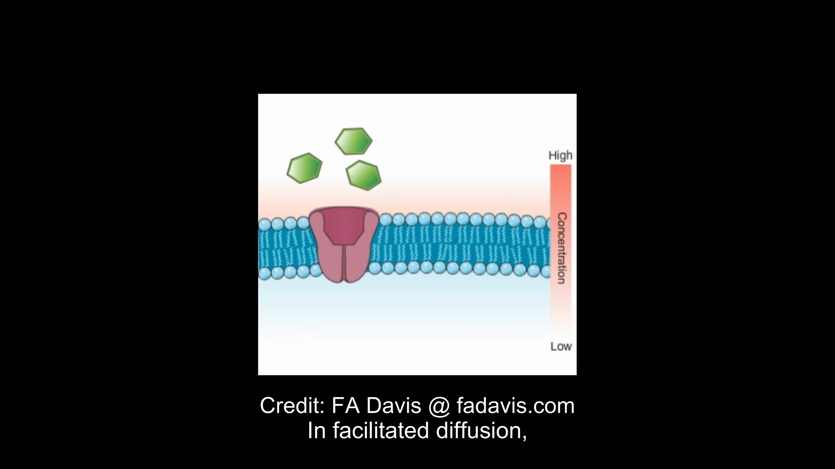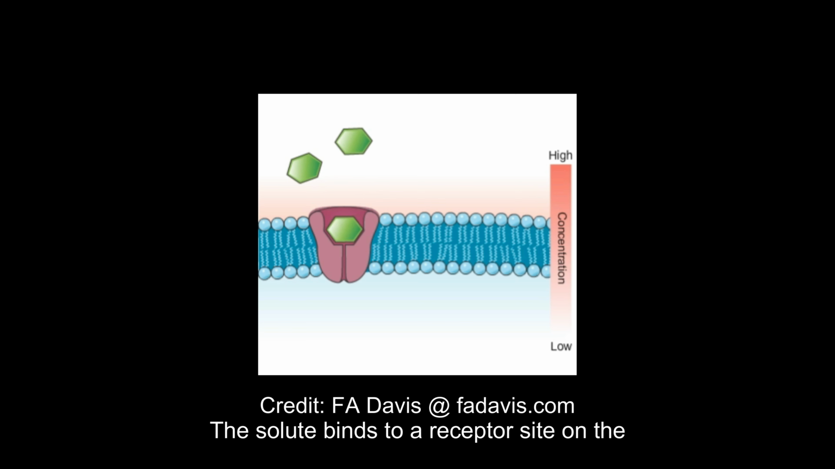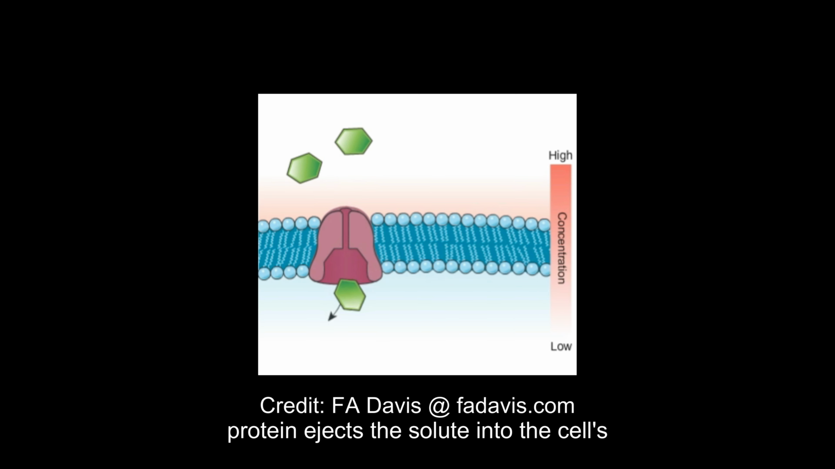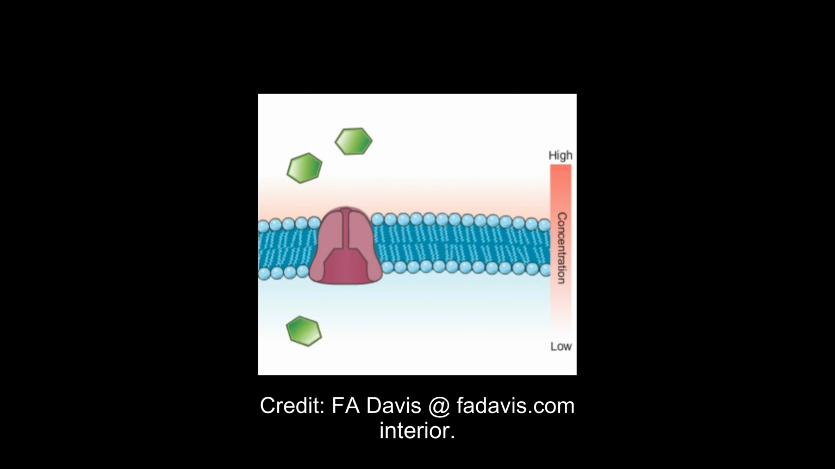In facilitated diffusion, a solute that cannot pass through the membrane, such as glucose, enters a channel in a protein molecule that is part of the membrane. The solute binds to a receptor site on the protein. The binding process causes the protein to change shape. This alteration in the shape of the carrier protein ejects the solute into the cell's interior.